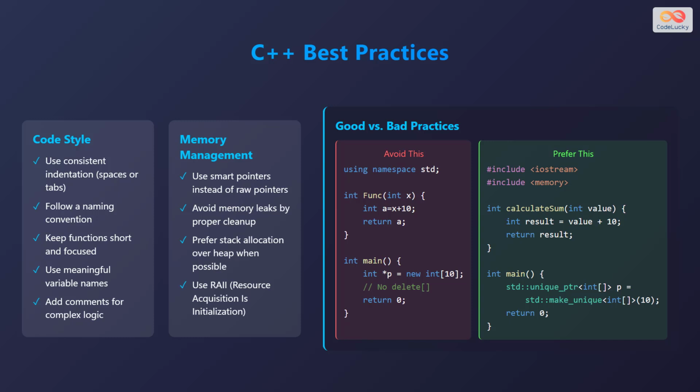Let's compare some good versus bad practices. The code on the left shows some practices to avoid, such as using namespace std, using short and unclear function names and variable names, and failing to deallocate dynamically allocated memory. The code on the right shows the preferred way to write the same code, including the iostream and memory libraries, using clear function and variable names, and using smart pointers to automatically manage memory.